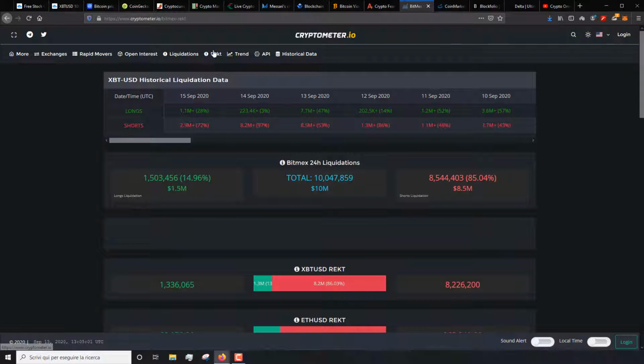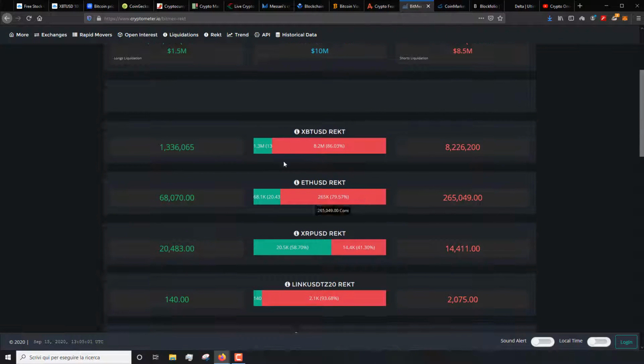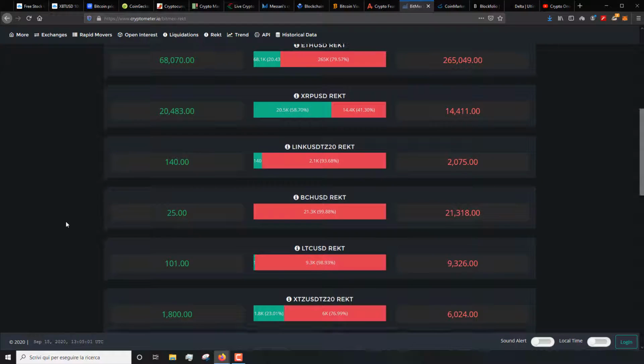Here you also have the Rekt, BitMEX Rekt and Binance Rekt. Here you have the BitMEX and Binance 24-hour liquidation. Here you can see on each pair that got liquidated, and of course the percentages of people that got liquidated.